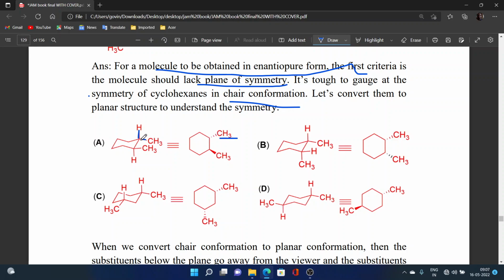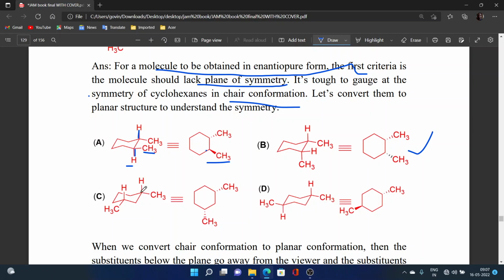On the neighboring carbon, so this position 2 if we take, this is the one. If you look here, hydrogen is down of course very clearly and CH3 is up. So CH3 is above the plane, hydrogen is below the plane. Because CH3 is above the plane, it will be towards the viewer. Look here again, here CH3 is below the plane, this CH3 is below the plane, so we are having both the CH3s away from the viewer.